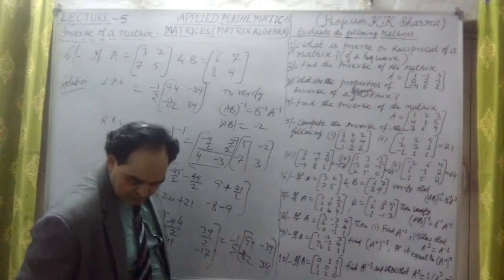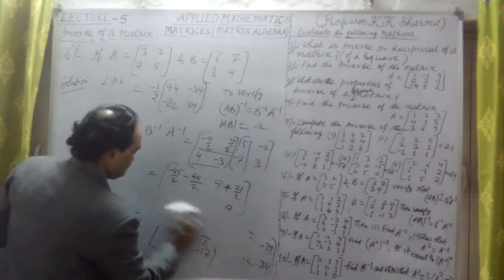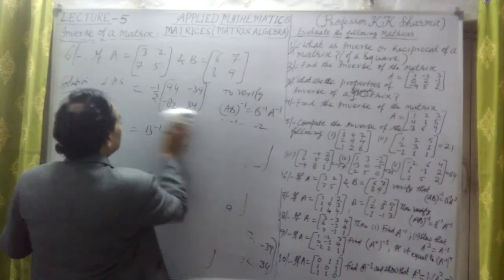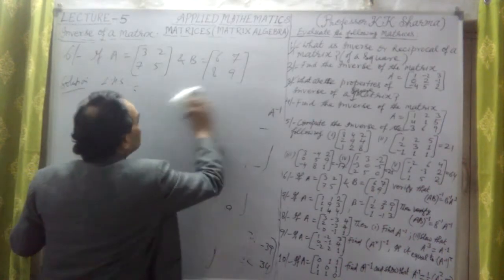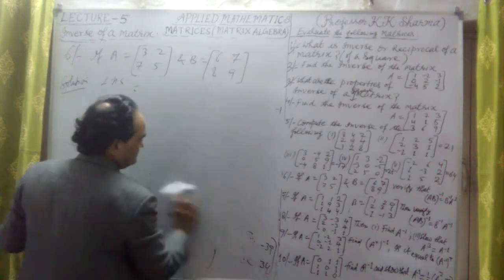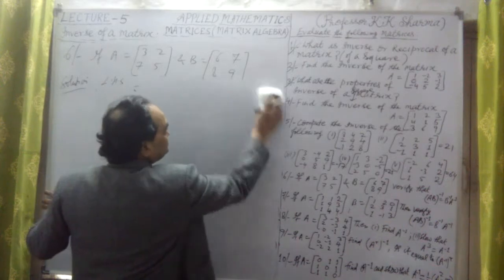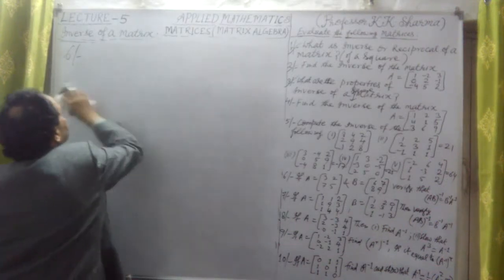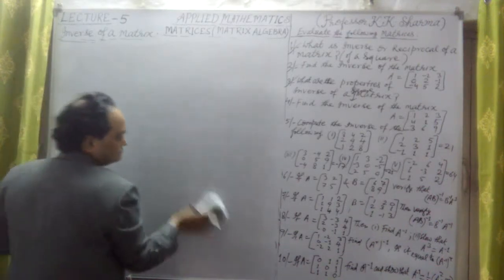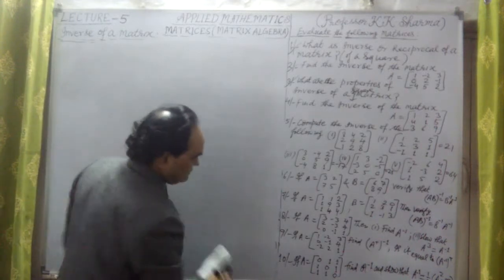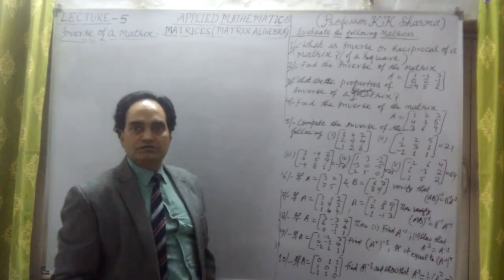Left hand side equals right hand side. Hence we can see left hand side equals right hand side. This is the answer. Hence proved. This is verified. Question number 6 we have done. Both the answers are the same. Left hand side equals right hand side, that we have done.